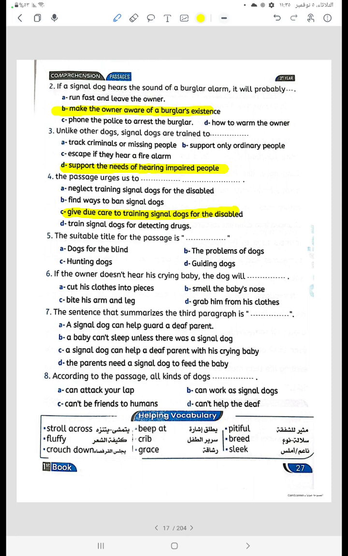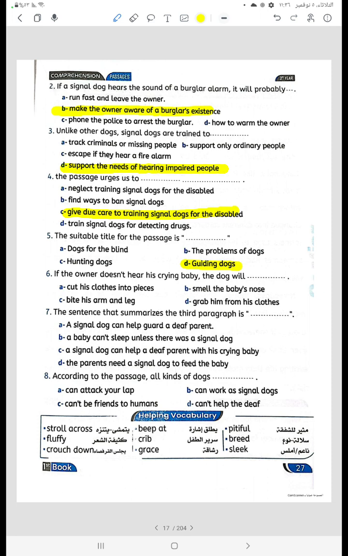Dogs for the blind, the problems of dogs, hunting dogs, guiding dogs. Dogs for the blind اللي هم اللي هم العميان. لا طبعا الإجابة دي مش مظبوطة. guiding dogs هي الإجابة الصحيحة لأن blind معناها أعمى. guiding dogs لكن هو كان بيتكلموا على deaf people.